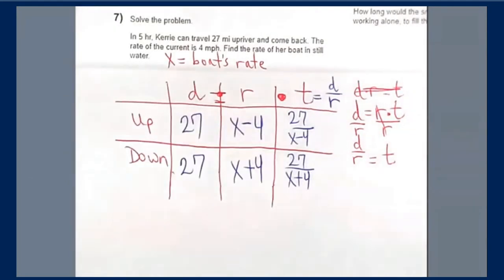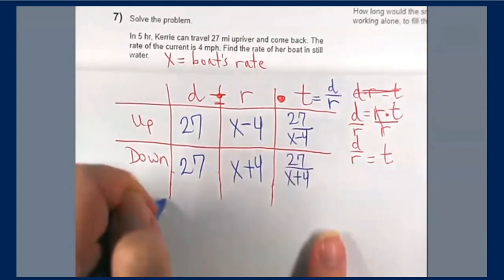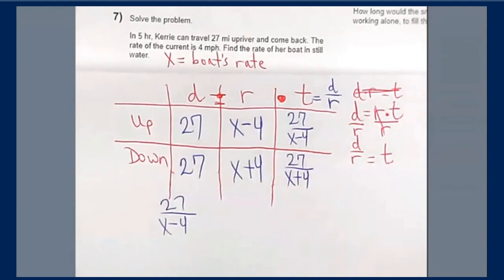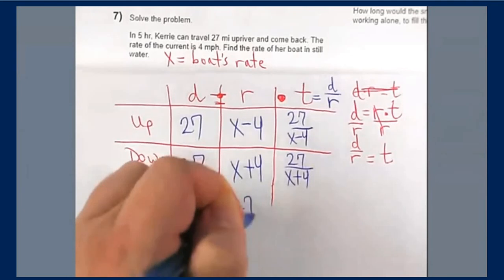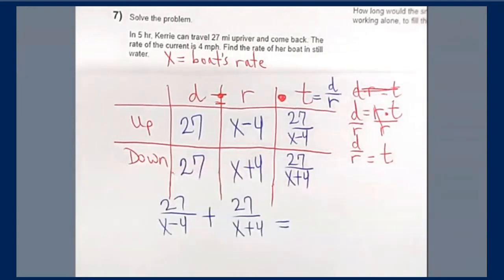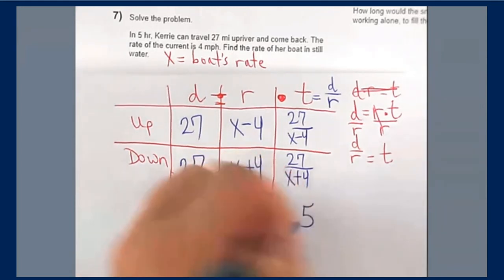All right, we use the information in the last column to set up our equation. The time traveling up the river plus the time traveling downriver, the trip going up and the trip going down the river, together that took 5 hours. So we set our equation equal to 5.